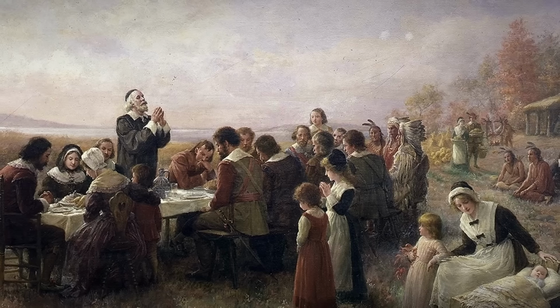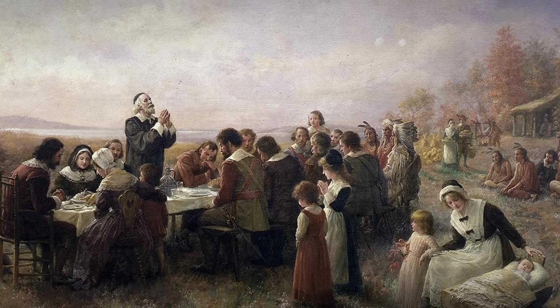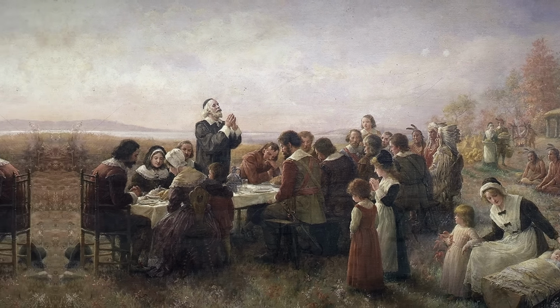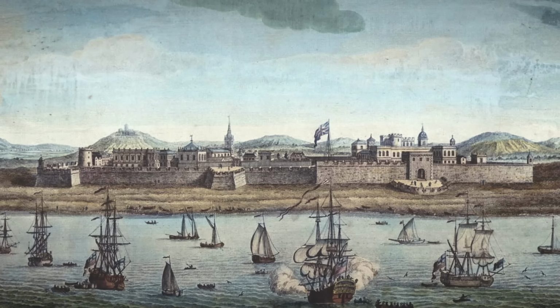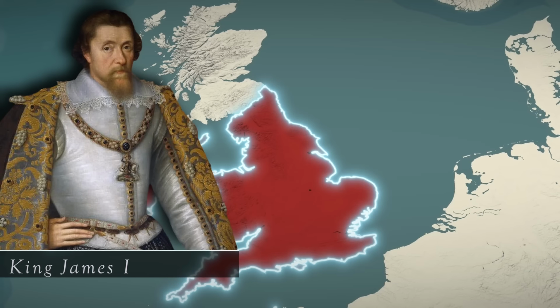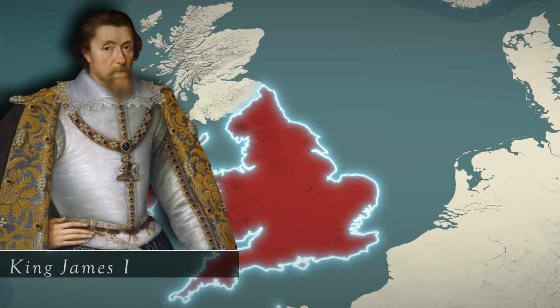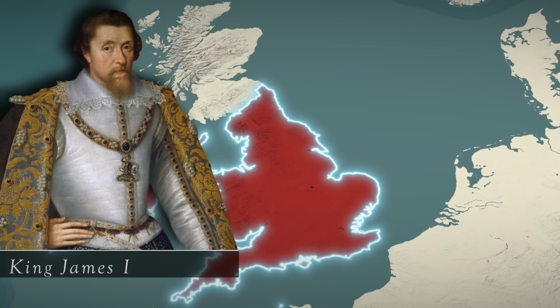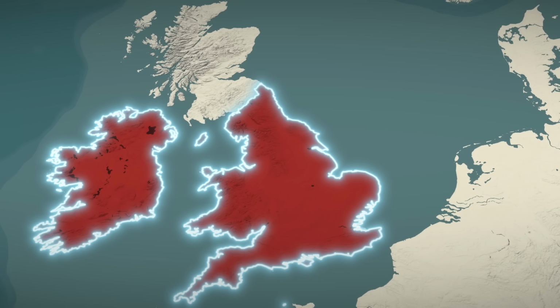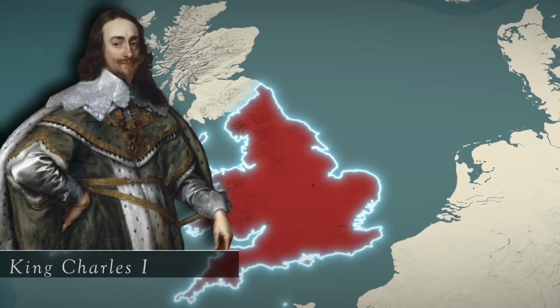It was also during this time that the first permanent English colonies were established in places like America and India, which would go on to form the basis for the British Empire in centuries to come. The latter part of King James's reign was marked by increasing tensions with Parliament over governance of the country. These issues, however, would come to a dramatic head during the reign of his son, Charles I.